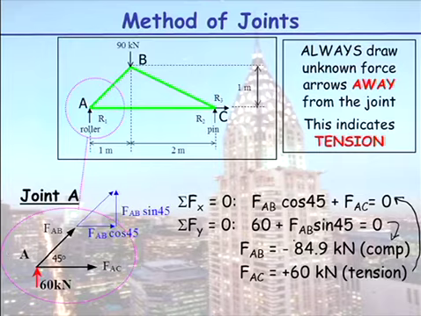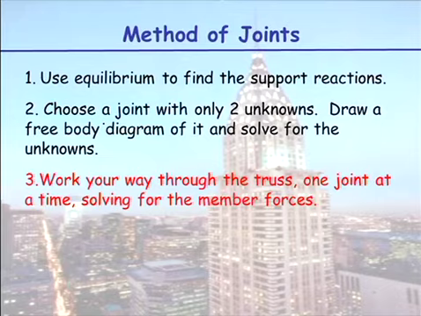Now here we got a negative value, so that means member AB is in compression. And if you look at the structure, you can imagine the 90 is pushing down. It's squashing AB and BC. AC in tension, well, if I remove AC, the whole thing wants to open up. So AC there would be in tension holding it all together. Okay, we know those two forces.